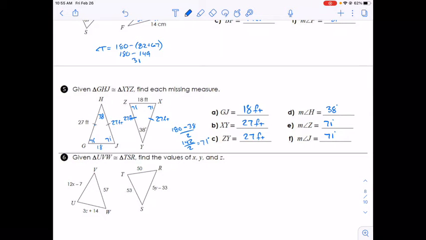They give us the vertex angle H, so we know it's going to match up with Y. Y matches up with H, so we put 38 there. So the vertex angles match up. So we subtract 180 minus 38, divide it by 2 to get 71, which means our base angles are going to be 71. So we can fill out our chart and get GH is 18, XY is 27, ZY is 27 feet, and the measure of angle H is 38, and measure of angle Z is 71, and angle J would then be 71.